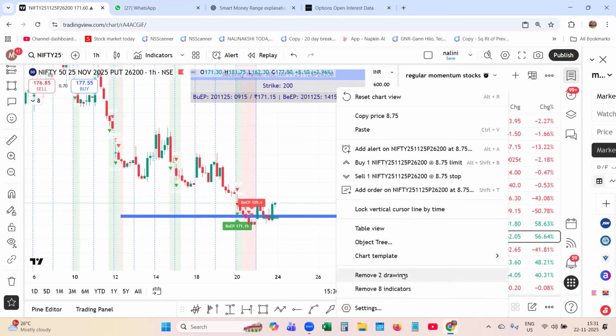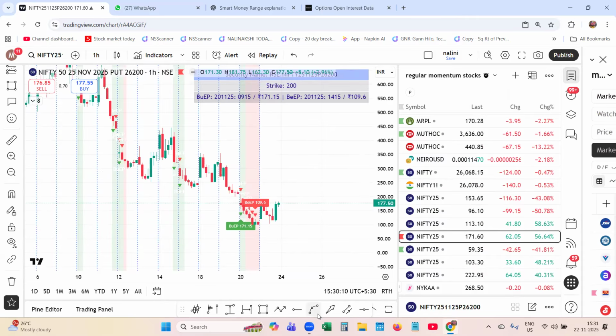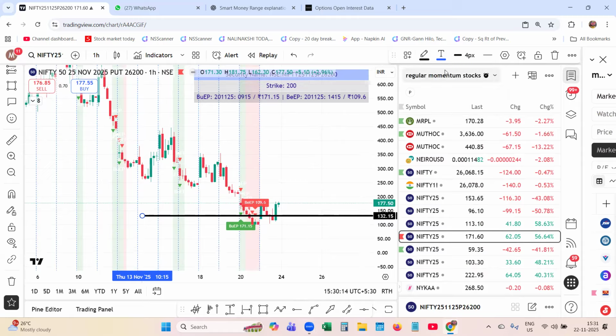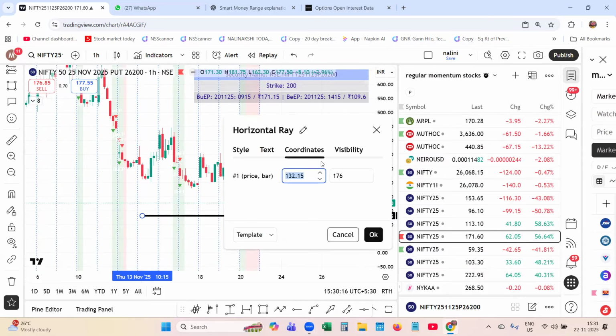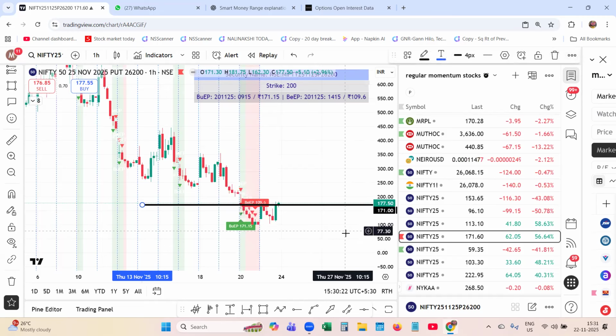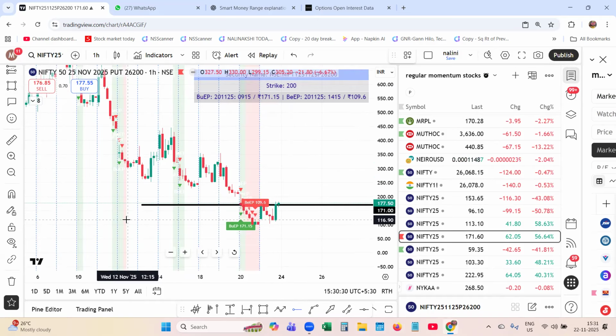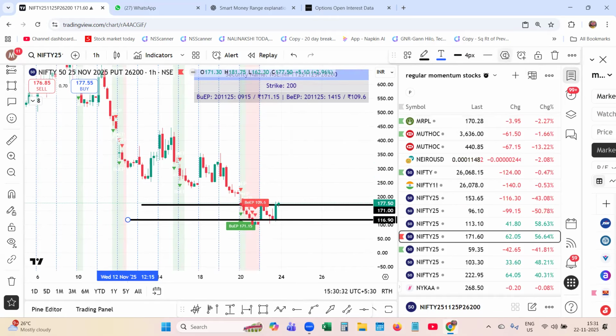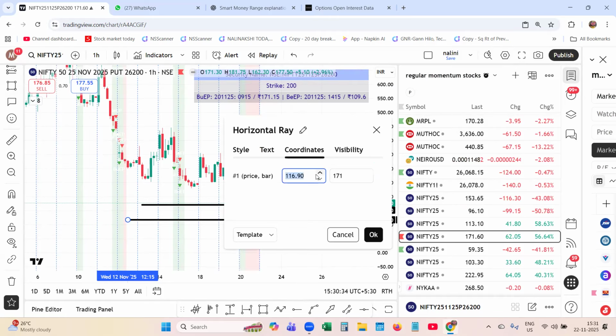Let me remove two drawings. Let us put two levels. 171, adjust to 171, and another line 109 it is telling. We'll put two lines over here. Let me adjust to 109.